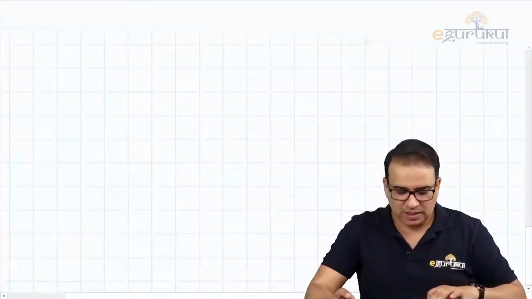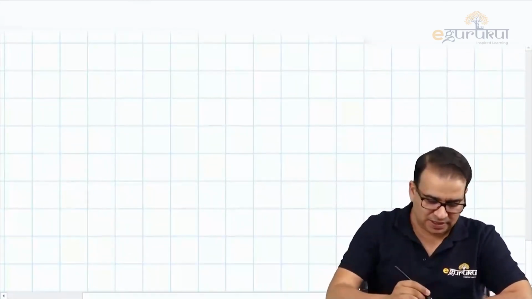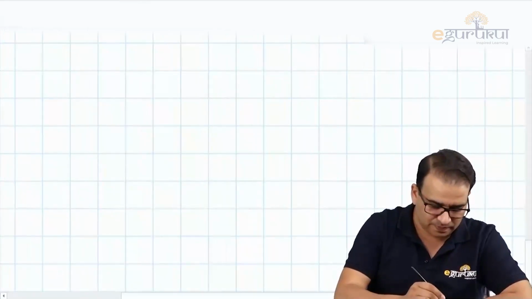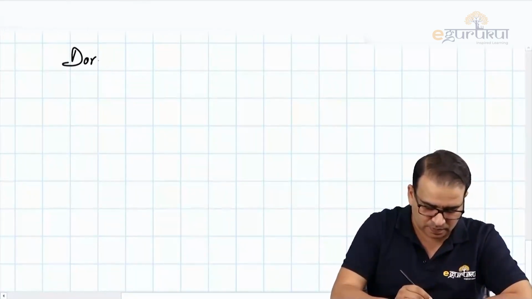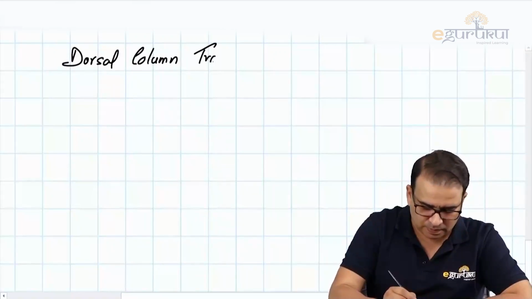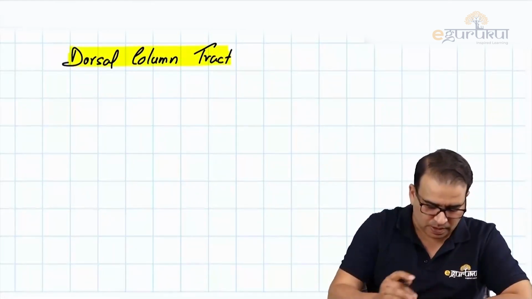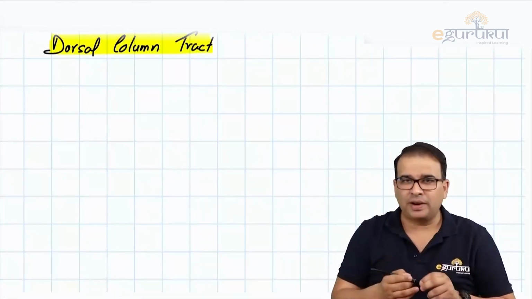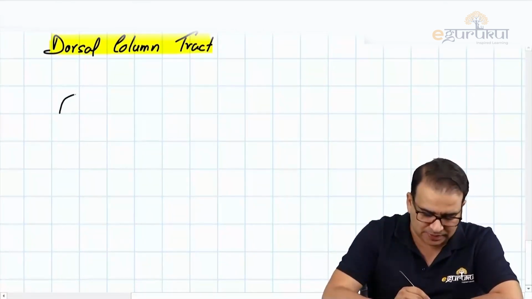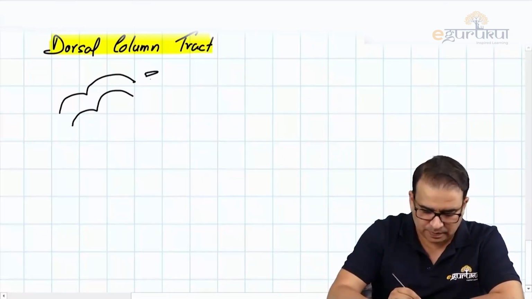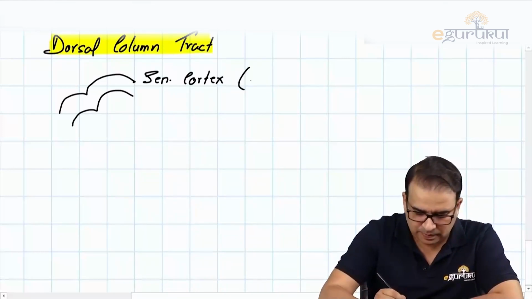It's not the same story. So the second important major tract we're discussing here is the dorsal column. Once again, we're going to draw the same plot, guys. The sensory cortex here. That's the sensory cortex, areas number 3, 1 and 2.